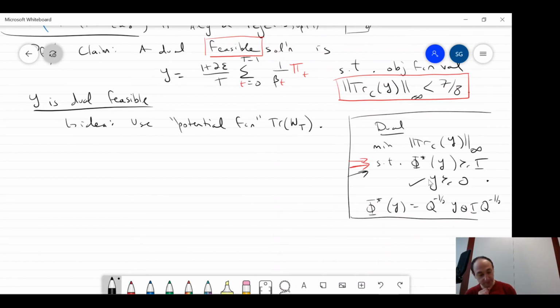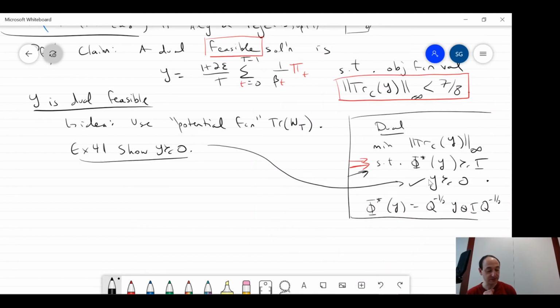Just for clarity, I've already said this, but exercise 41 gets you to show that y is indeed positive, so that this constraint really is satisfied. If you didn't follow the argument, feel free to pause and think about that. As for the lower bound on the trace of WT, I want an upper bound and a lower bound on the trace of WT, and I'm going to stitch those together, and then I'll get the final bound I want on phi star of y.